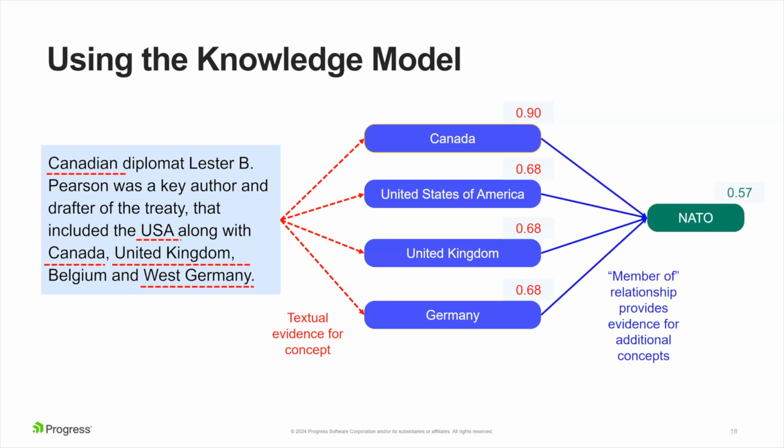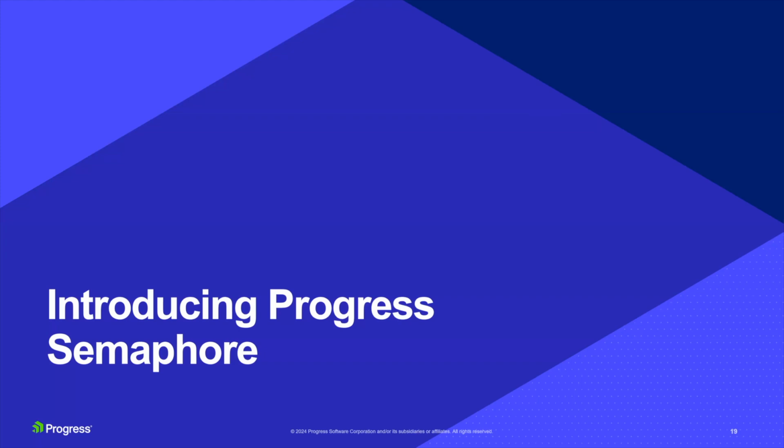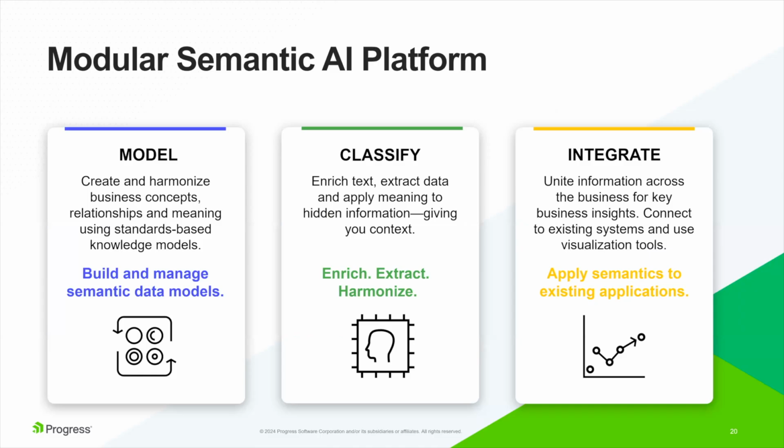We know that these are all members of NATO, so we could ascertain this unstructured data might be about NATO because we have these concepts, and these are all concepts of this group. So introducing Progress Semaphore. So Semaphore, we basically have three different modules with it.